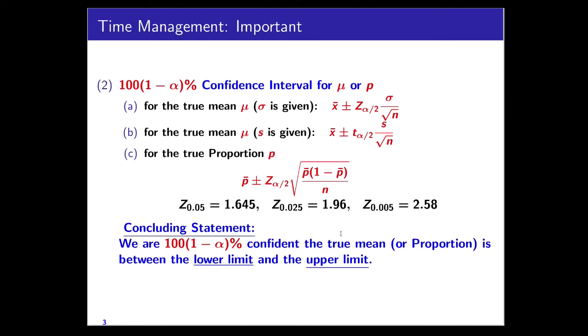The interpretation or concluding statement for the confidence interval is as follows. We are 100 minus alpha percent sure or confident that the true mean or true proportion is between the lower limit and the upper limit.